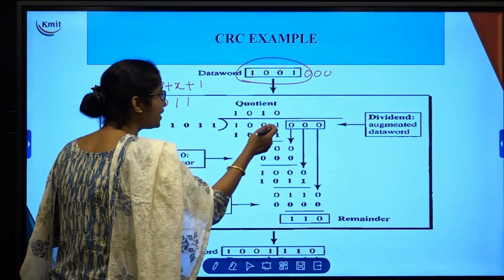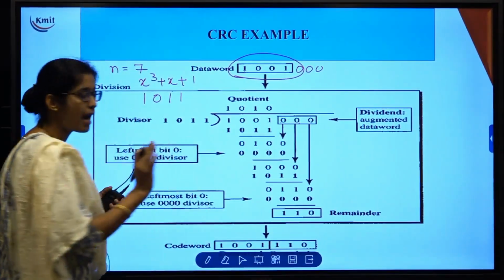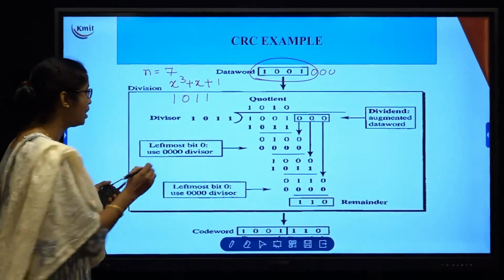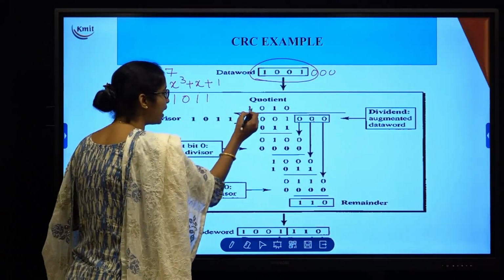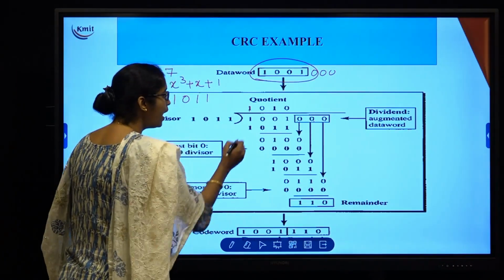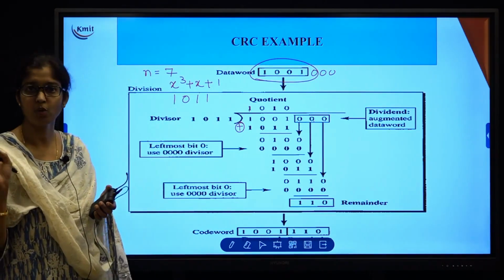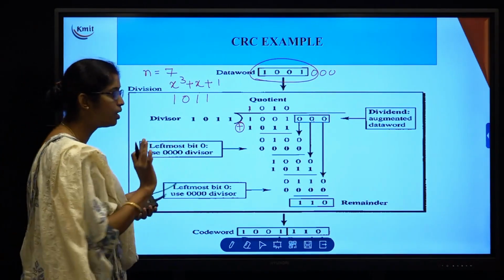I will take the data word along with the redundant bits as my dividend, and I will start dividing using modulo 2 division. So 1011 goes one time, as 1011. And which operation am I performing here? Generally in division we do subtraction, but here we are going to do XOR.